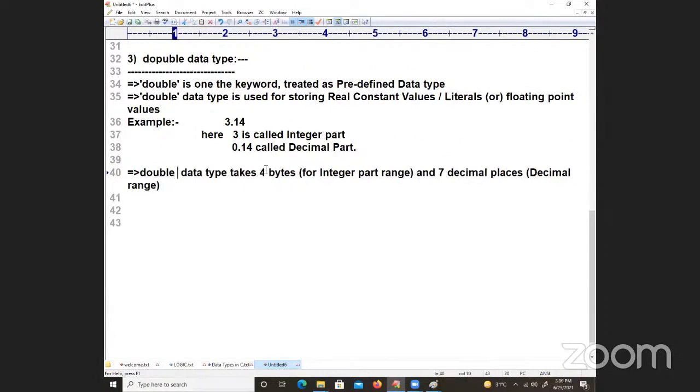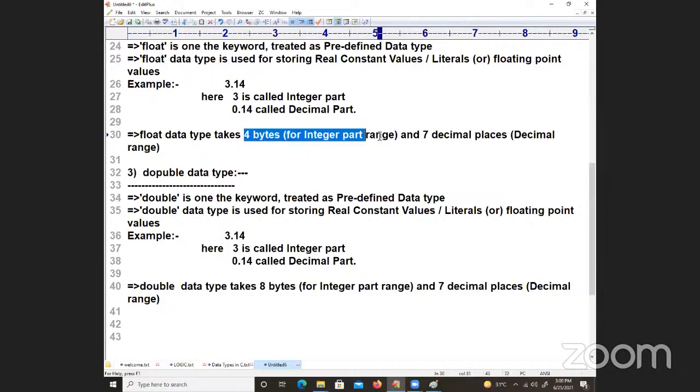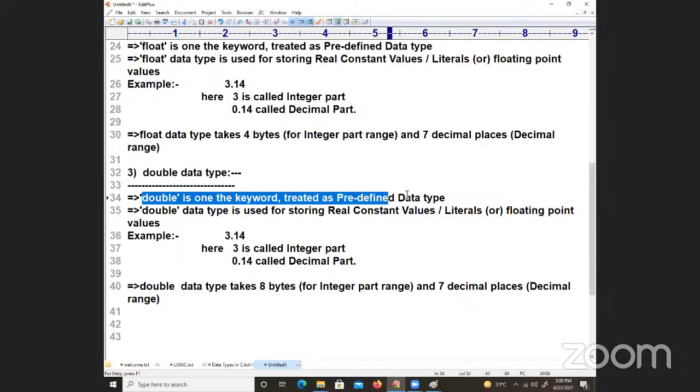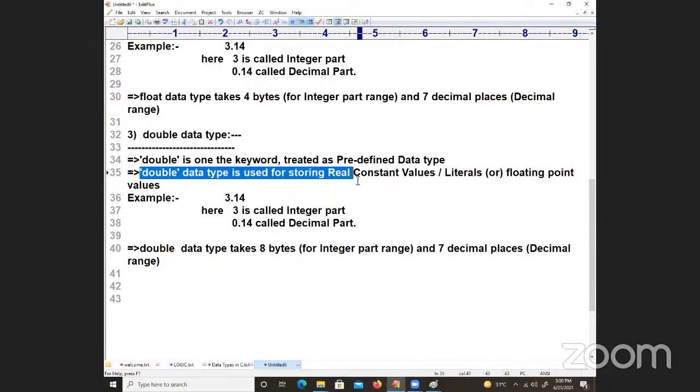Double will take how many? 8 bytes. Suppose you want to go more than 4 bytes, more than 7 decimal places. That time I will go for which data type? Double data type I will prefer. Double is one of the keywords treated as a predefined data type. Double data type is used for storing real constant values.